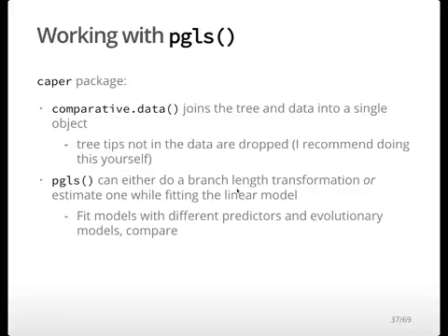We can actually enforce a branch length transformation, right? So we could do a Pgls lambda of 0.001 if we want to, or, and this is the real power, we can actually estimate one at the same time while fitting the model, and that's what we're going to do. That's the much more common usage. We can then fit models. It calculates AICs and AICCs and all that good stuff that we want, and so we can just extract all of that stuff right off the top.